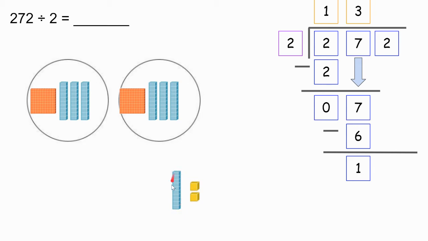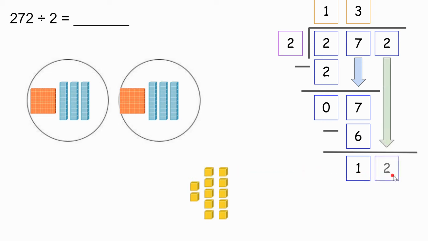We can rewrite this 1 rod as 10 more unit cubes. So we have 10 unit cubes here that we just exchanged from that rod. We already had 2 unit cubes here. So we have a total of 12 unit cubes. We can represent that here in the standard algorithm by bringing down the next digit, the 2. And that's how we're getting 12 to represent the 12 unit cubes.